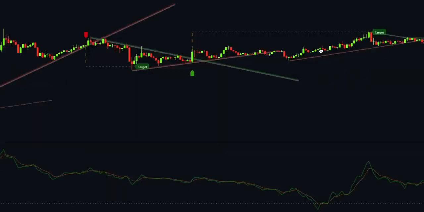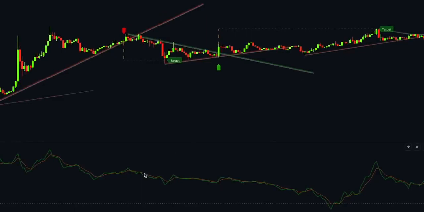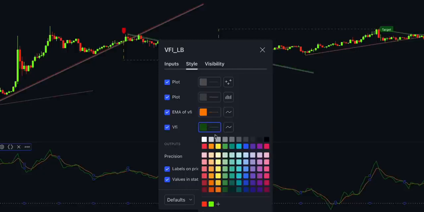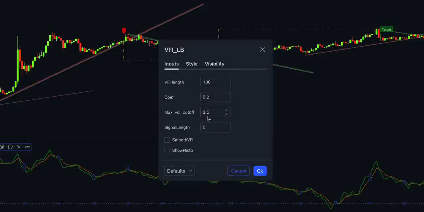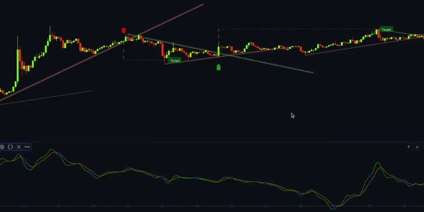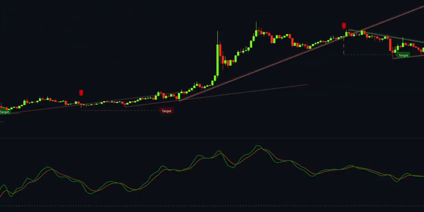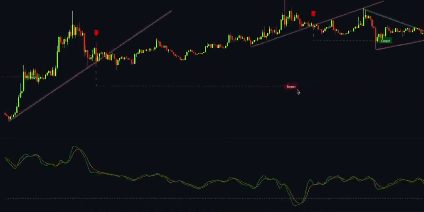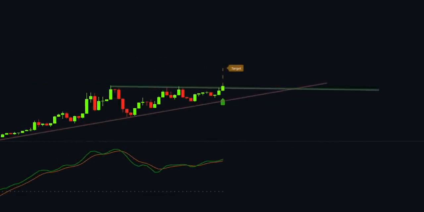Before we proceed with the strategy, let's open the indicator style and increase the line's opacity. In the input section, I recommend enabling the smoothing option. The volume flow indicator consists of three components: the volume flow band, the EMA of volume flow, and the middle band, which acts as a baseline. The reason this indicator is so powerful is because it shows buyers and sellers' dominance and can be used for finding divergences.